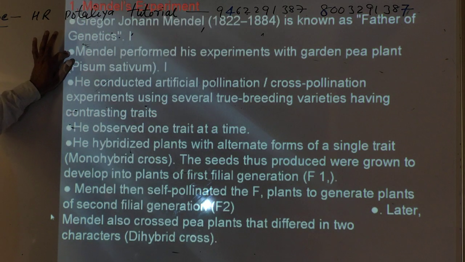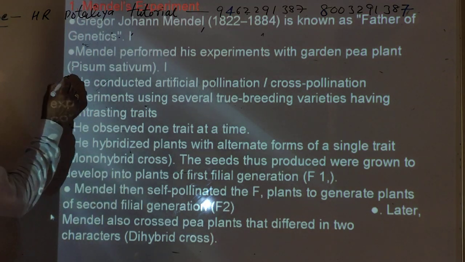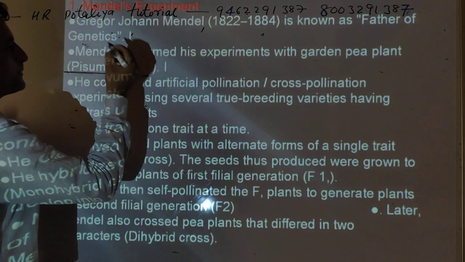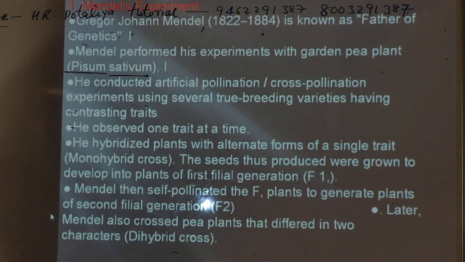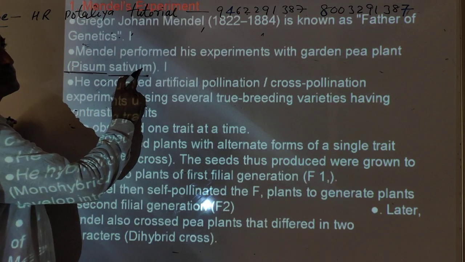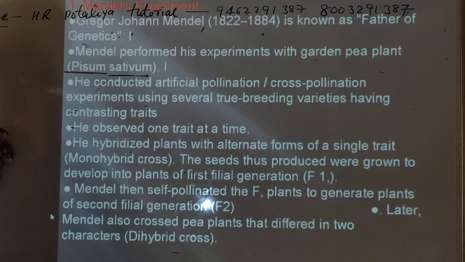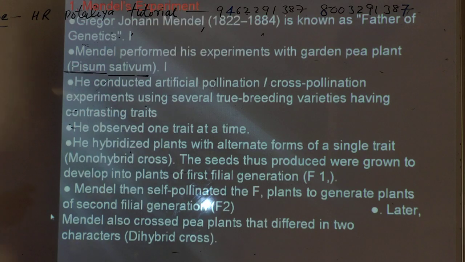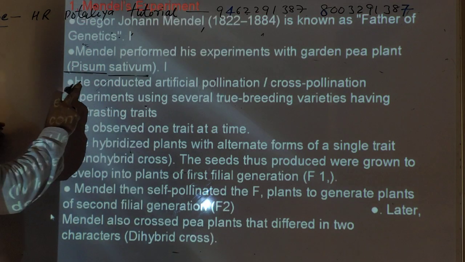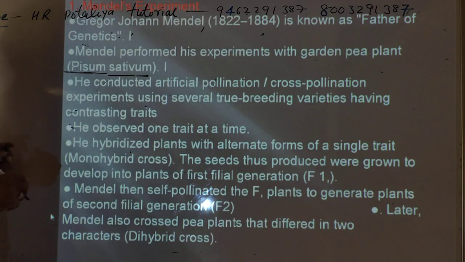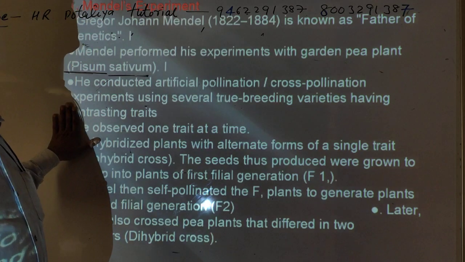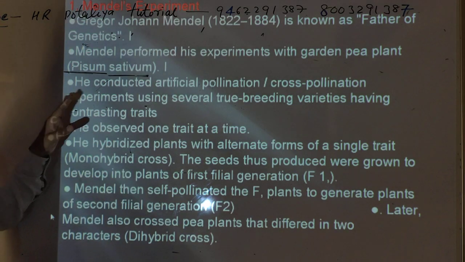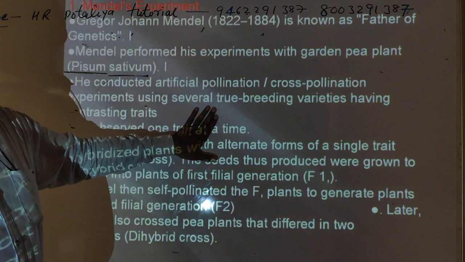Mendel performed his experiments on the garden pea plant, whose scientific name is Pisum sativum. He conducted a number of experiments. In total there are more than 34 traits, but the experiments were mostly conducted on only 7 pairs of traits.